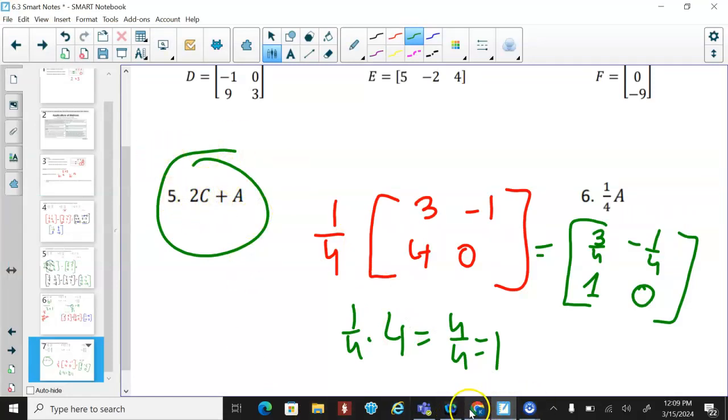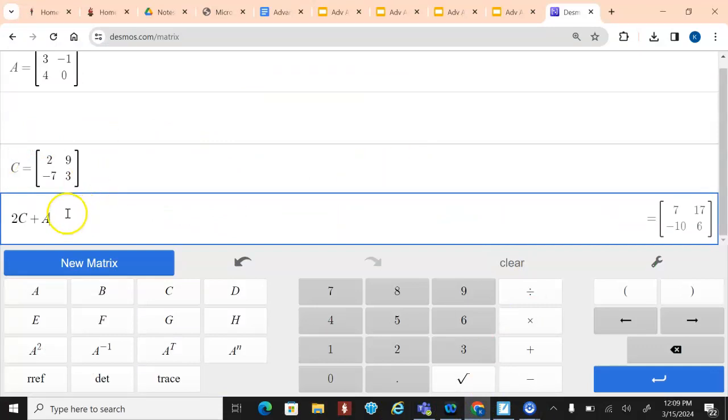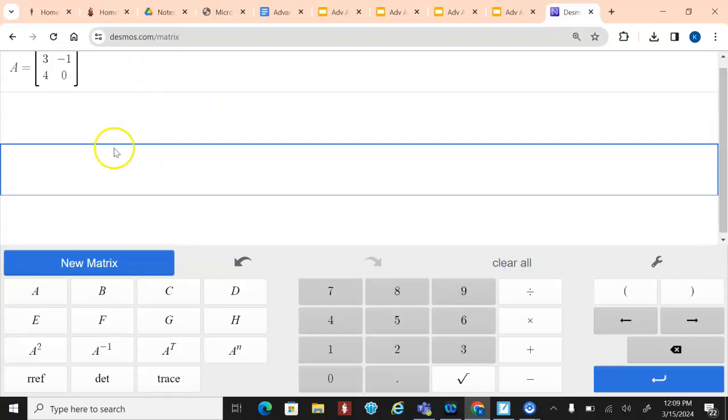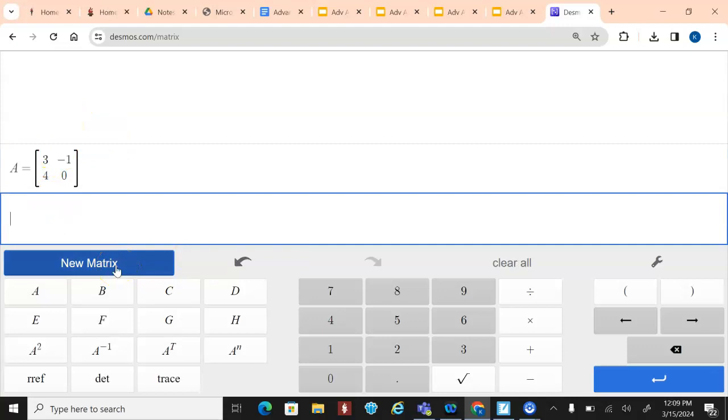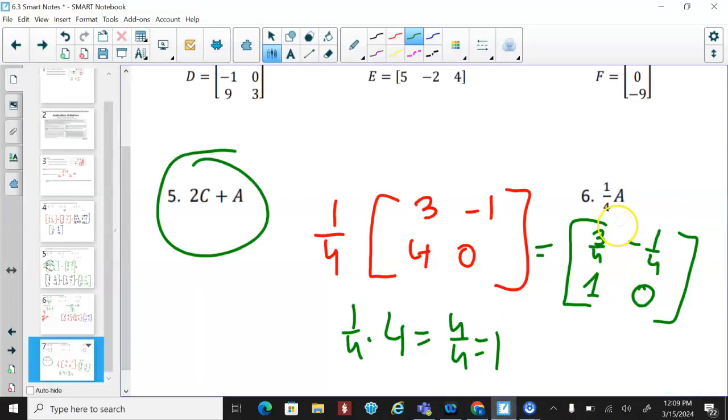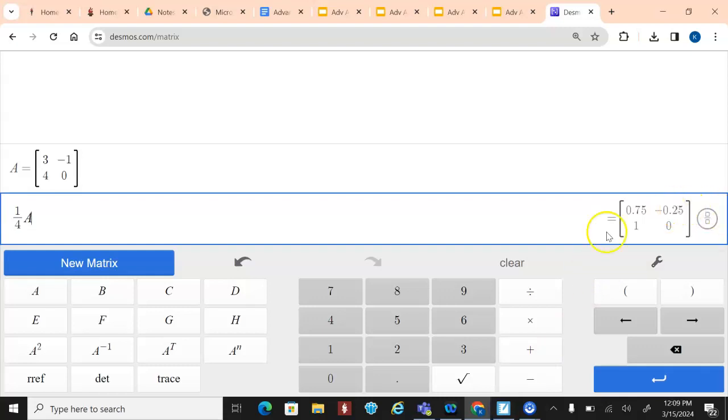So again, you can use the matrix calculator for anything. If you want to do question 6, which is just 1/4 A, again, you can clear this one and clear C. Okay? And then again, we can put in this line 1 divided by 4 times A. And again, it's giving you the same answer, just in decimal, for our matrix right here. So 3/4, negative 1/4, 1, and 0. Okay? All right.